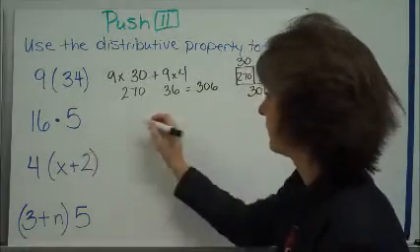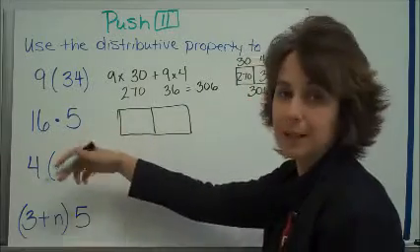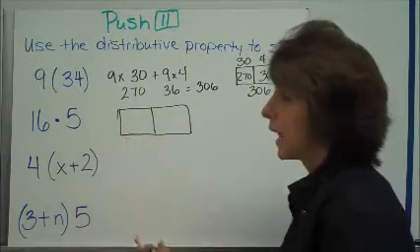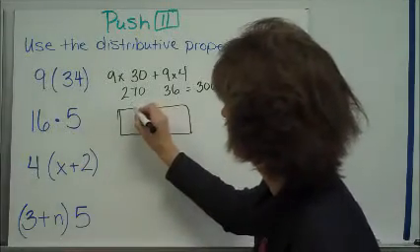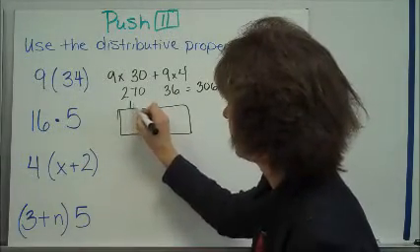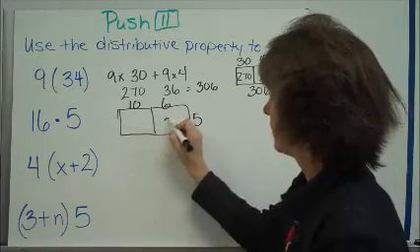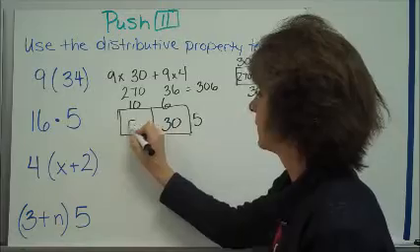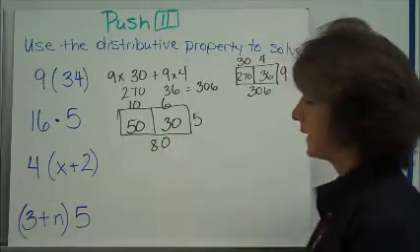16 times 5. This time we'll start with the box. 16 is the number I can break in half. I can break into two numbers. 16 times 5 would be the same as 10 and 6 times 5. 5 times 6 is 30, and 5 times 10 is 50. And 50 plus 30 is 80.